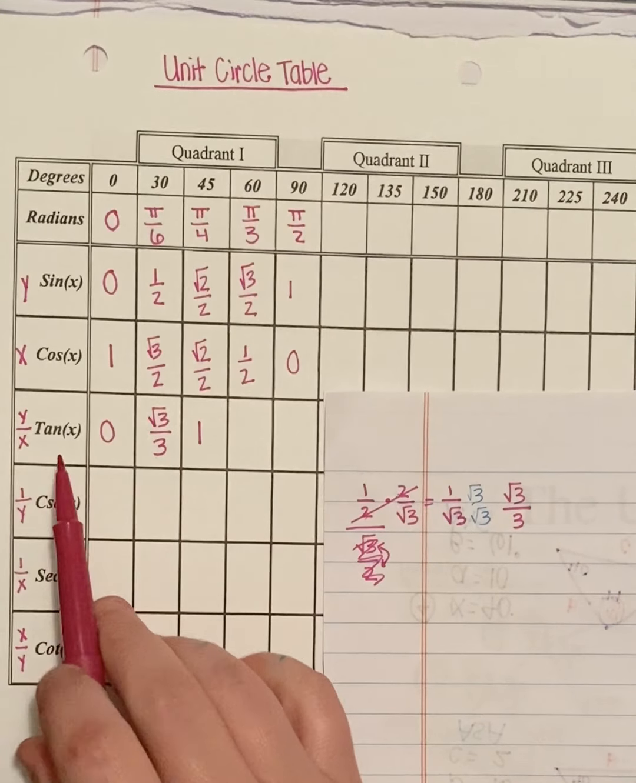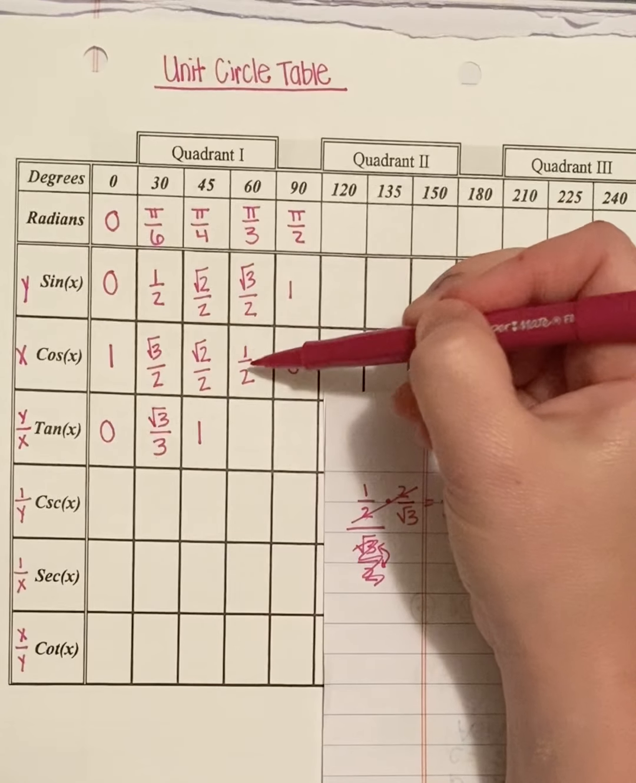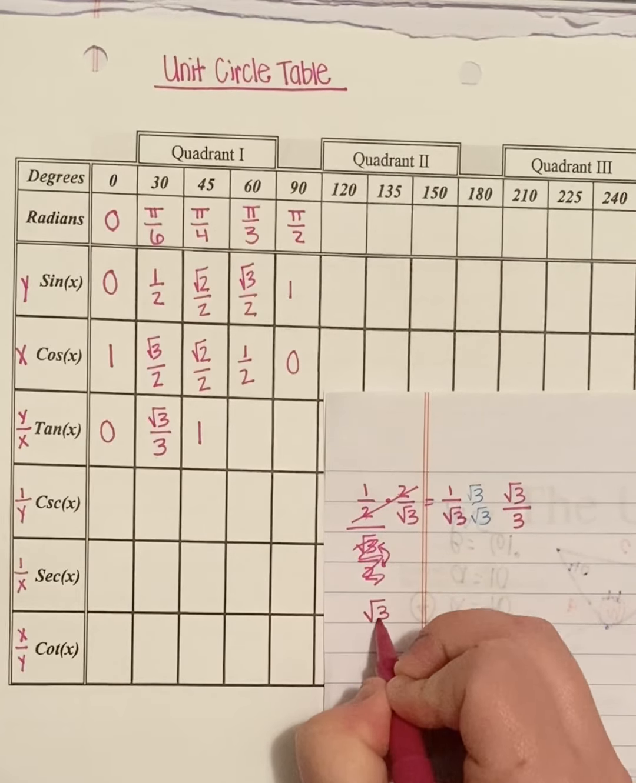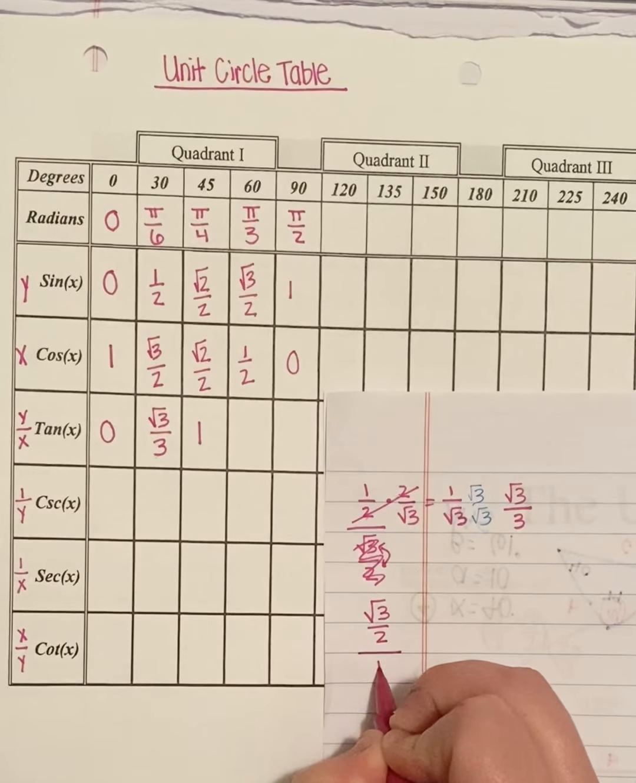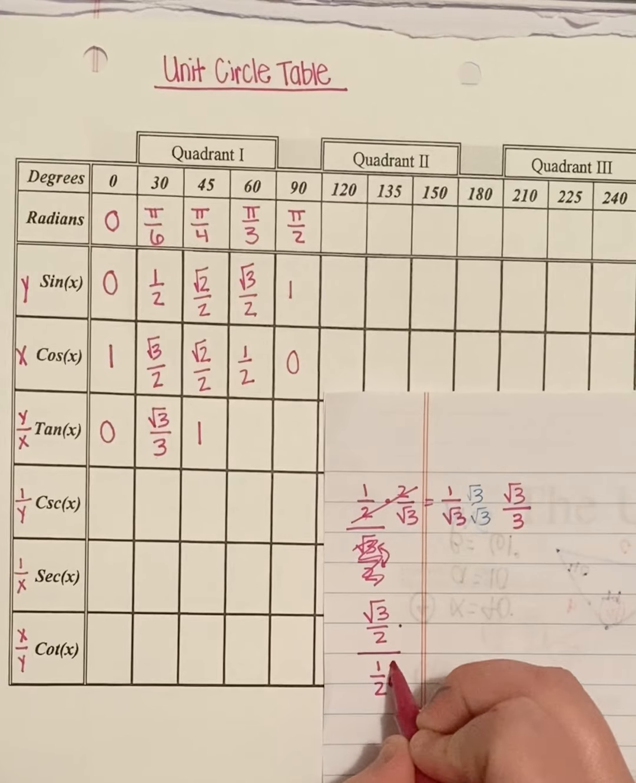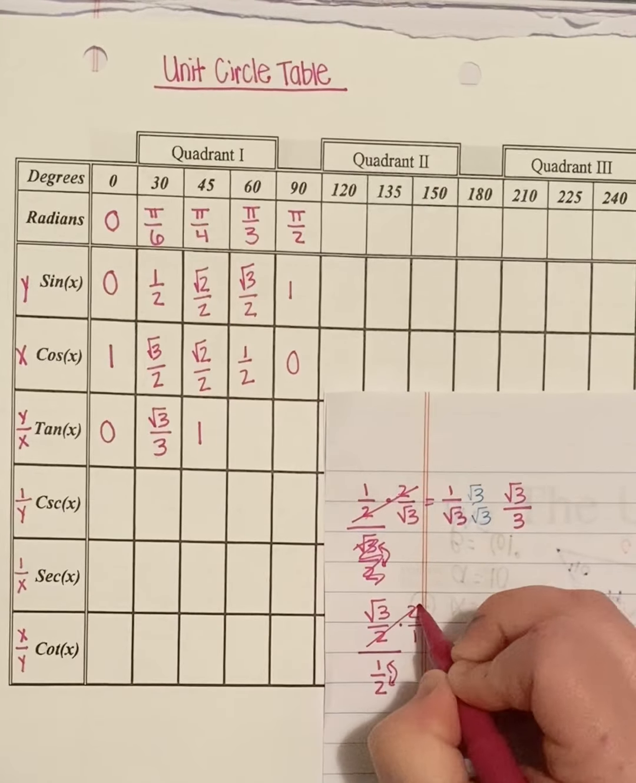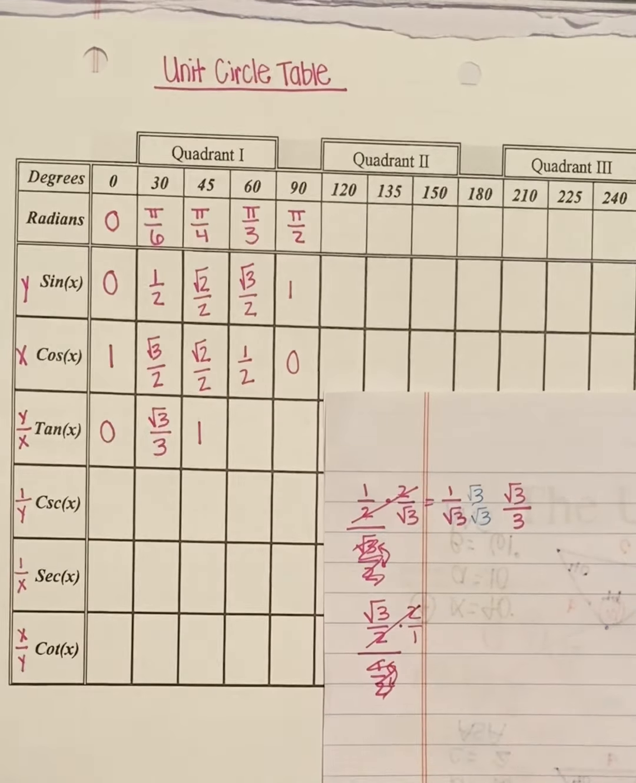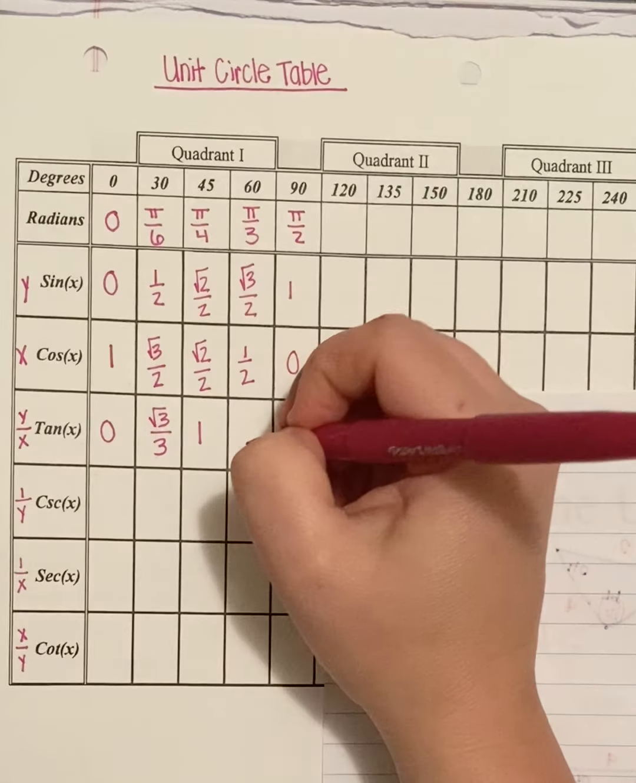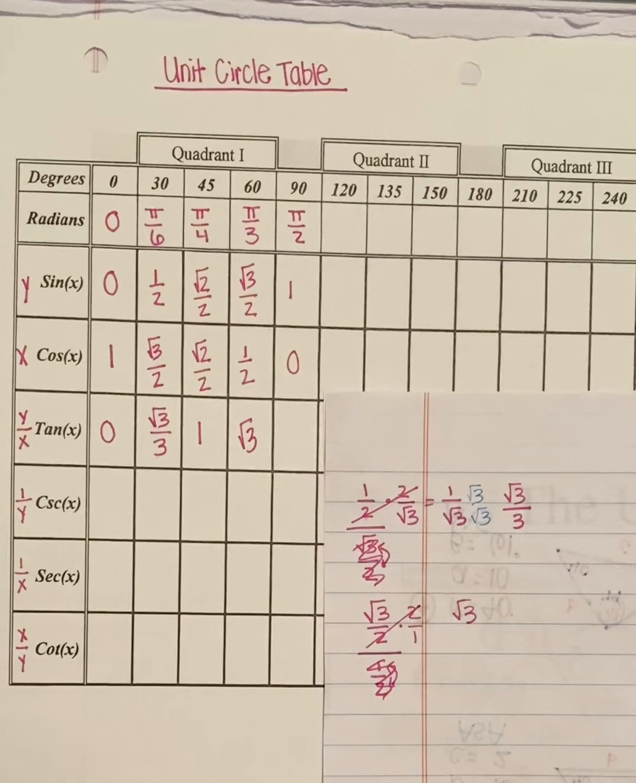All right, next one, tangent. I take y, which is my sine, and divide it by my x, which is my cosine. So I have to do a little bit of work right here. So I've got the square root of 3 over 2 divided by 1/2. Multiply by the reciprocal. The reciprocal of 1/2 is just 2 over 1. So my 2's go away when I multiply straight across. Remember, that's gone. I've got the square root of 3 on top and 1 on the bottom. So that's just the square root of 3. You're going to see patterns happen in this chart once you keep solving it.